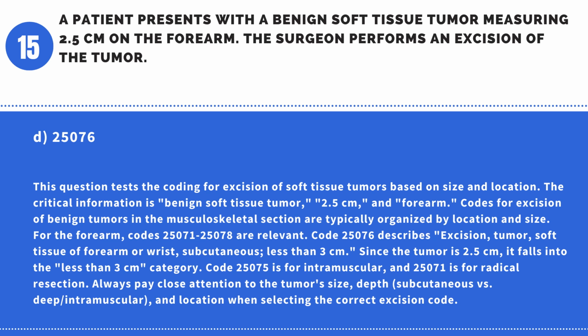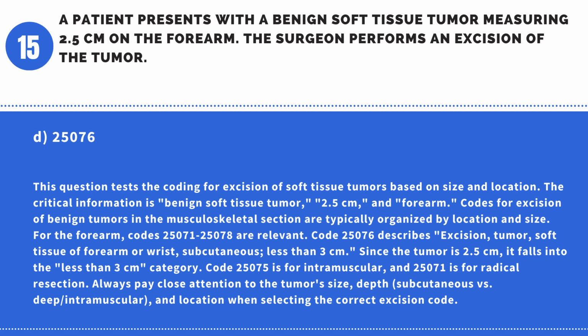25,076. This question tests the coding for excision of soft tissue tumors based on size and location. The critical information is benign soft tissue tumor, 2.5 cm, and forearm. Codes for excision of benign tumors in the musculoskeletal section are typically organized by location and size. For the forearm, codes 25,071 to 25,078 are relevant.